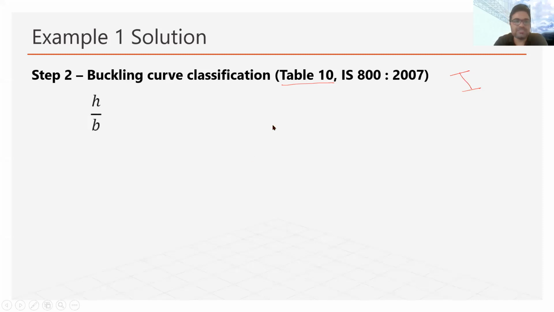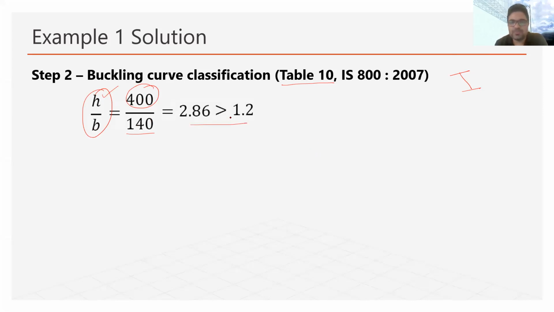So now you can see first we have to find out the H by B ratio. H is basically the depth of I section and B is the width of flange. So we have already found this from the steel table. So depth of I section is 400 and width of flange is 140. So once we find out the ratio, it is 2.86. So now this 2.86 is more than 1.2, and also the thickness of flange is 16 mm and it is less than 40 mm.